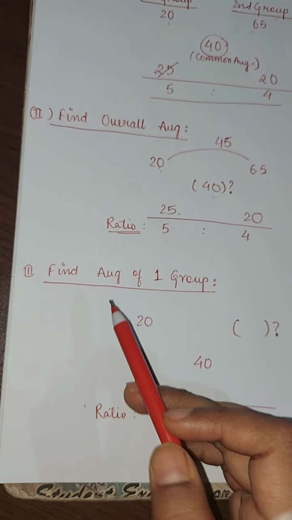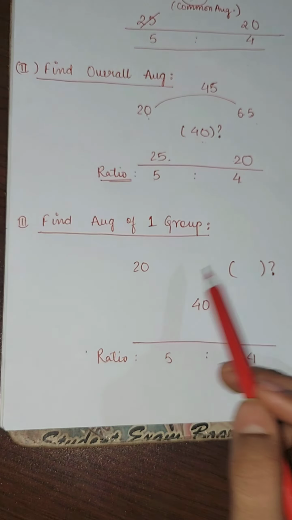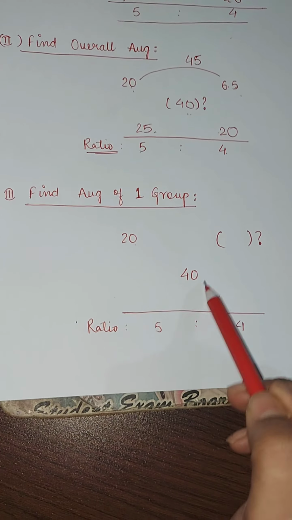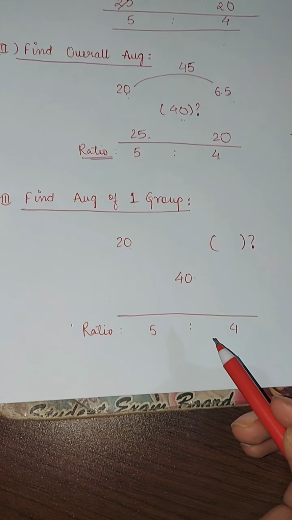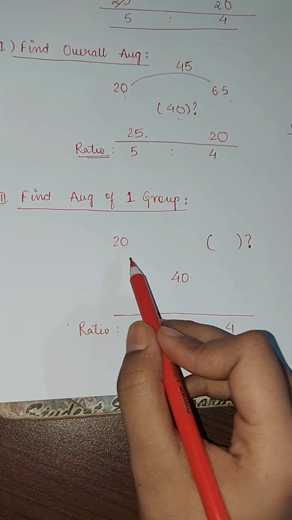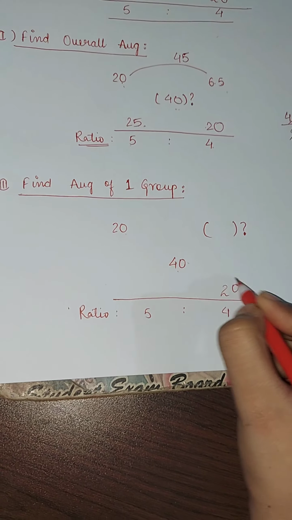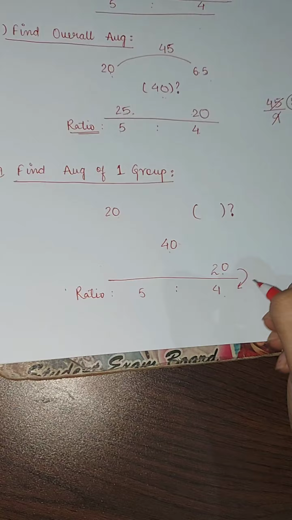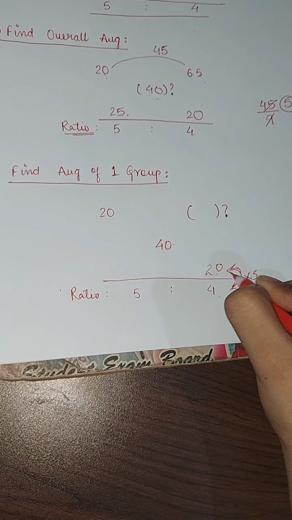For the third type of problem, we will have to find the average of one of these two groups. For that, we will be given the average of the first group, the common average, and the ratio in which these two groups are combined. For this type of problem, we simply need to get the difference of these two, which is 20. Now we have 20, which is valued as 4 here. So as we can see, 4 into 5 becomes 20.